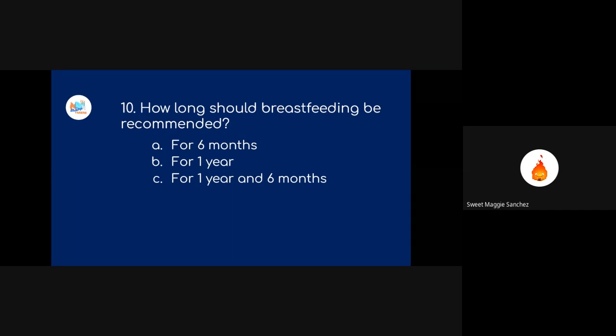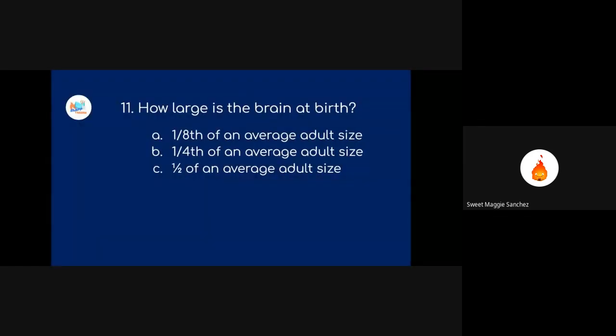Okay, timer stops. Question 11. How large is the brain at birth? Is it A, 1/8 of an average adult size, B, 1/4 of an average adult size, or C, one half of an average adult size?